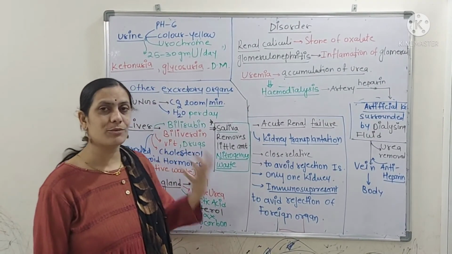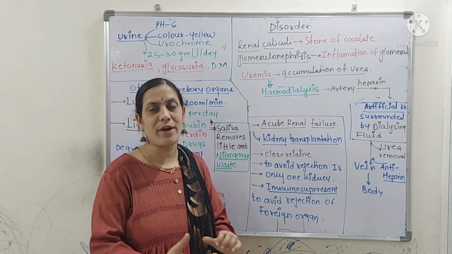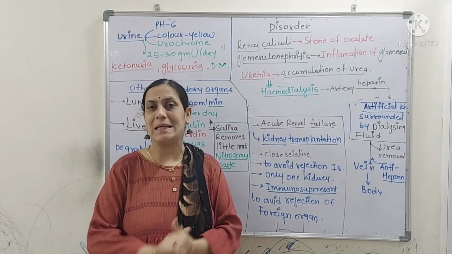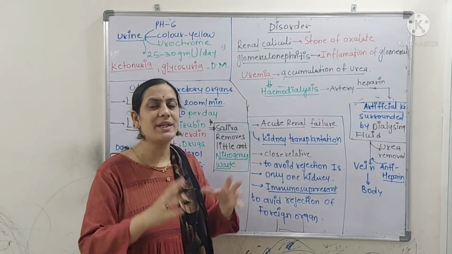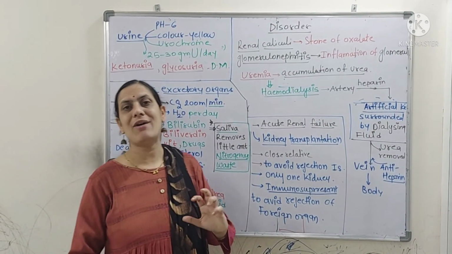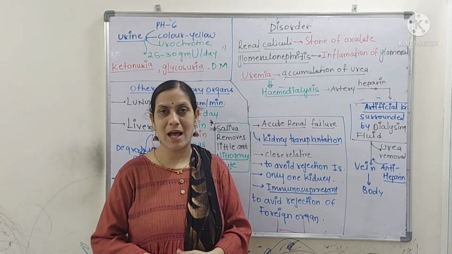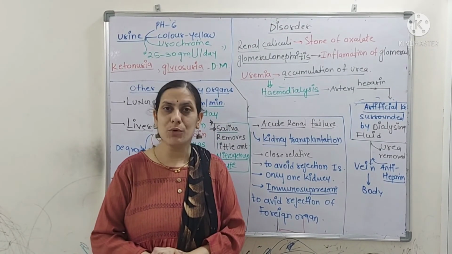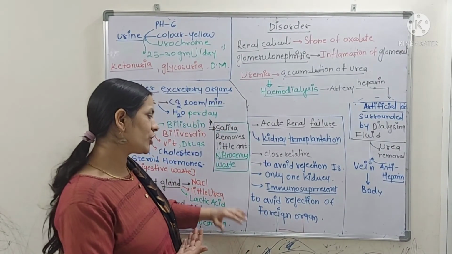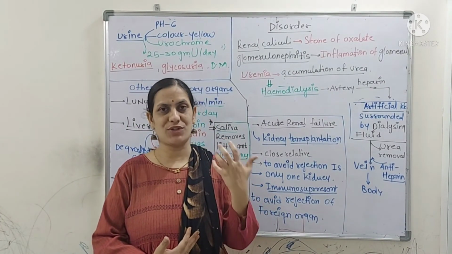Why is it done from a close relative? Because we want to avoid rejection by the immune system. Only one kidney is transplanted because one kidney is sufficient to do the work. And a person who has undergone kidney transplantation has to take immunosuppressant drugs throughout their life to avoid rejection of this kidney by the immune system.